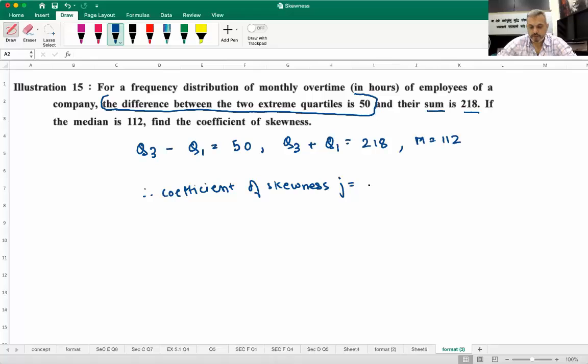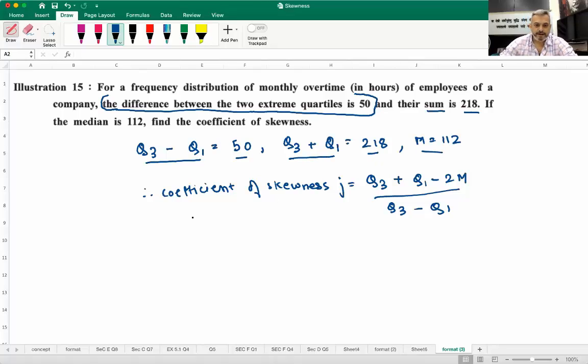J is equal to, now quartiles are given, so Bowley's method we have to use: Q3 plus Q1 minus 2M upon Q3 minus Q1. Now you have everything over here. You have Q3 minus Q1 which is 50. You have Q3 plus Q1 which is 218 and you have median. So substitute it. Q3 plus Q1 is 218.